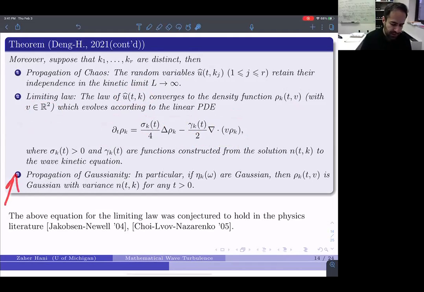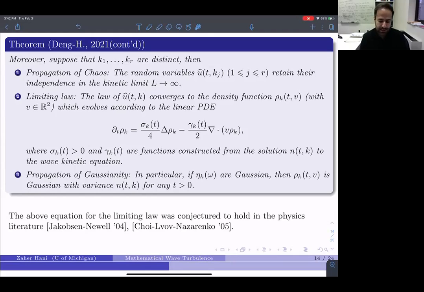And then here's another fascinating property that you also get. It was also conjectured by physicists, and it's called propagation of Gaussianity, which tells you that if you take your initial data to be Gaussian, so if those eta k were Gaussian, then the law of the Fourier modes in the kinetic limit is Gaussian again. So if you are Gaussian initially, as time goes by, when you turn on the nonlinear interaction, you stop being Gaussian, of course, because the Fourier modes are interacting with each other. But somehow magically in the kinetic limit, this Gaussianity is retained and is reinstated.